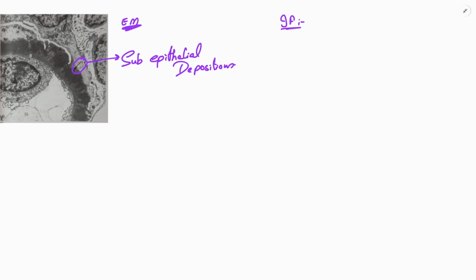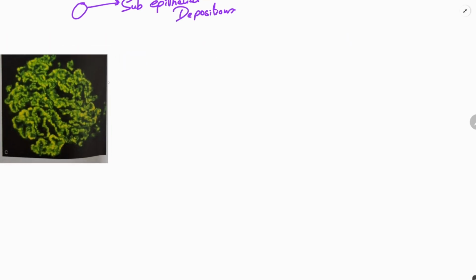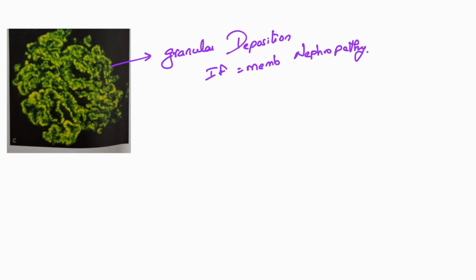In immunofluorescence, you may observe either the granular depositions or the linear depositions. Here you can see granular depositions. So these are the granular depositions that you can see in the immunofluorescence of the membranous nephropathy. Okay. So this is all about the membranous nephropathy.